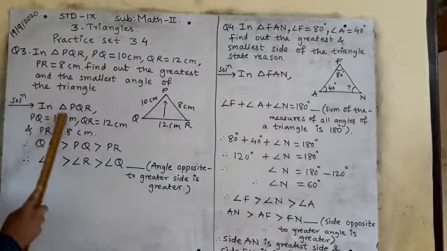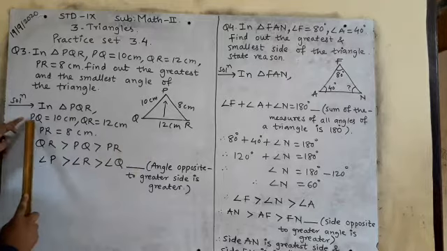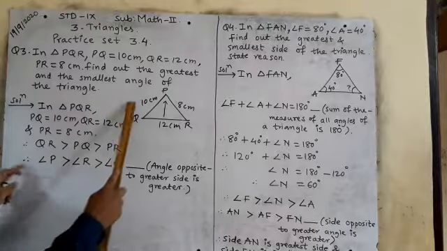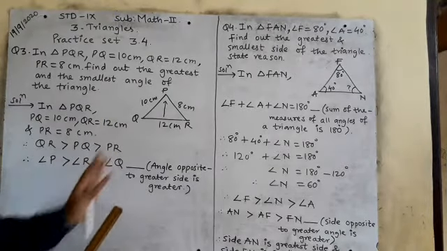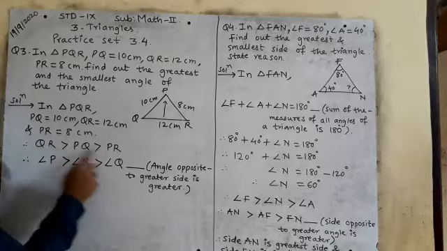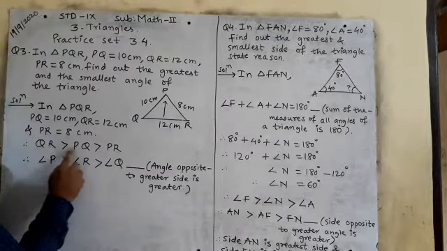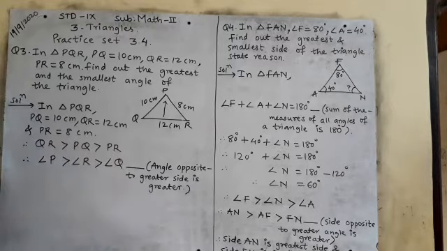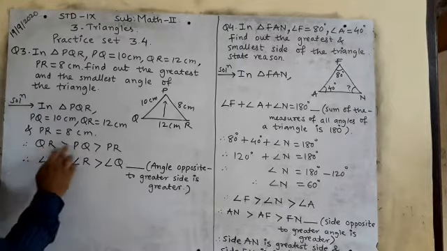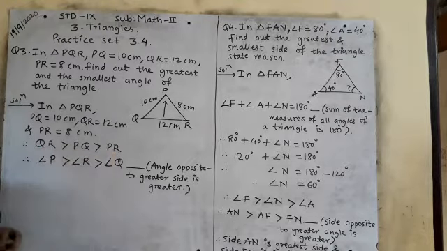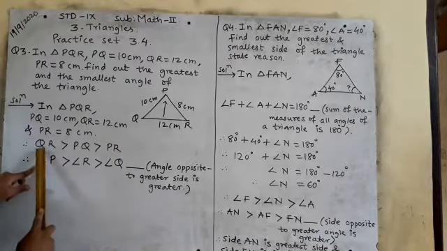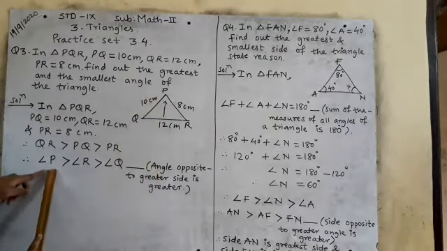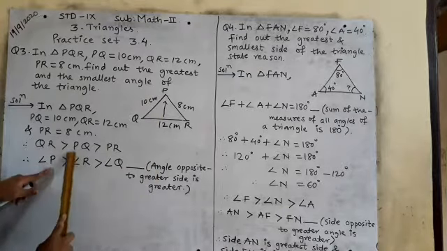Now see here, in triangle PQR, PQ is 10 cm, QR is 12 cm and PR is 8 cm. The three sides of the triangle are given to you. Now see, I have written here QR is the greatest side. Smaller than QR is PQ, and smaller than PQ is PR. Is it clear? So QR is greater than PQ, and PQ is greater than PR. So what you came to know: QR is the greatest side. The opposite angle of this greatest side is angle P. So angle P will be the greatest angle.